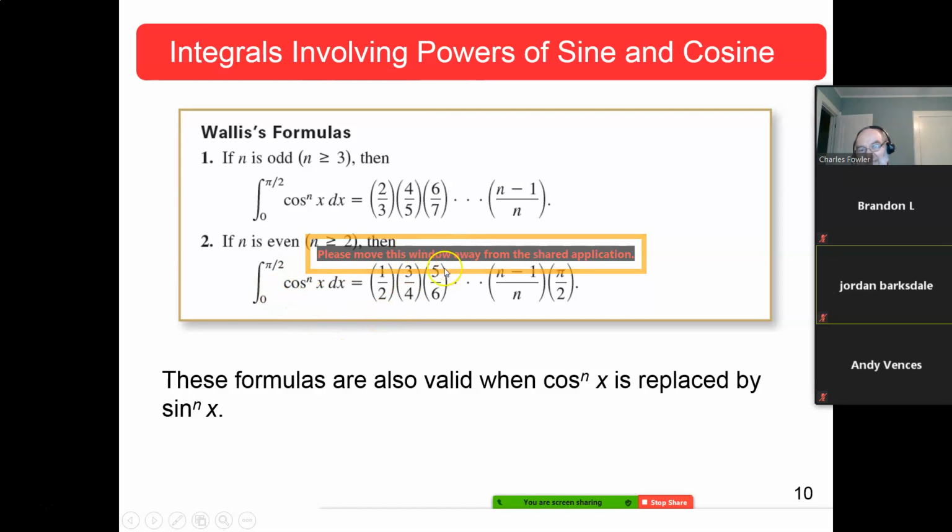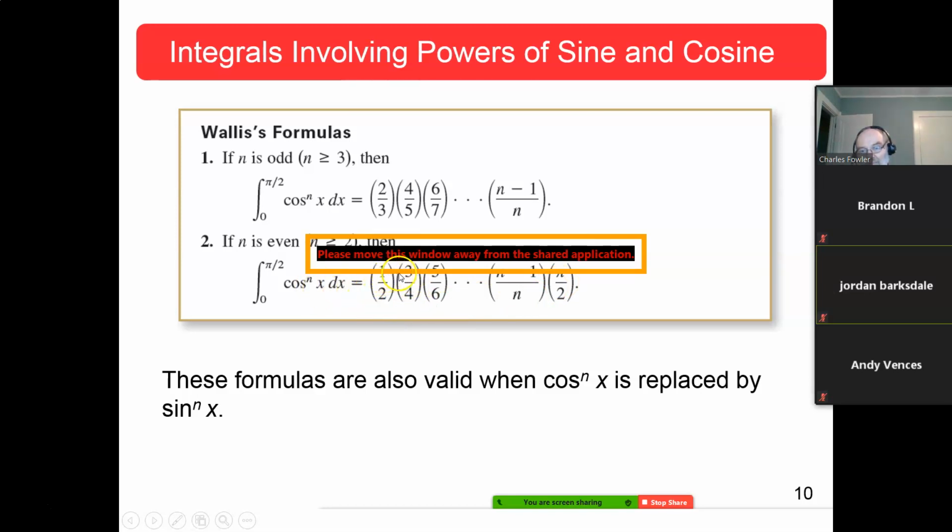If it was 6, it's times 5 over 6. If it's 8, it keeps on going. The next would have been 7 over 8 and so on. Until, and then at the end, you multiply it by pi halves, not 1. Up here, for n odd, it's just 1. For n even, you multiply it by pi halves. Well, we stopped right here because we had n equal 4.